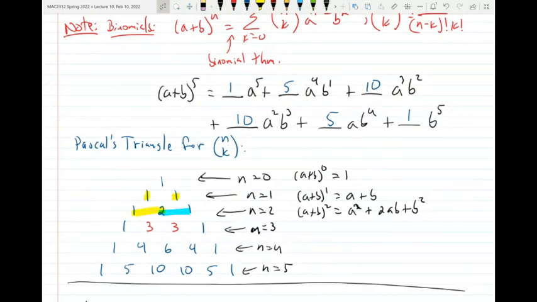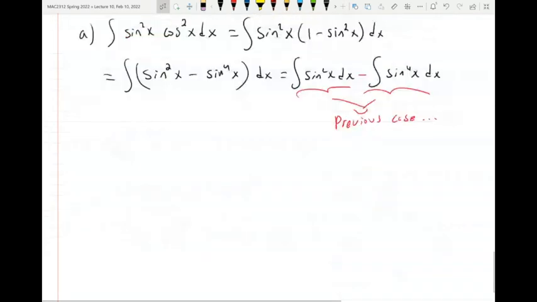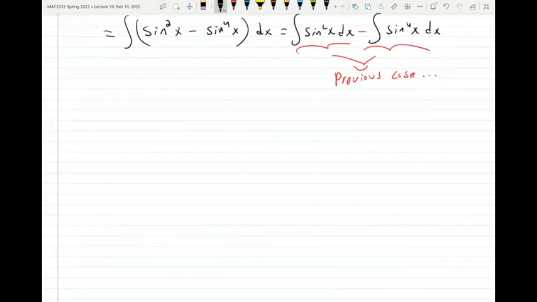But you need to be aware of the existence and how to do it, okay? So let me explain this. So this is for integrals of the type.